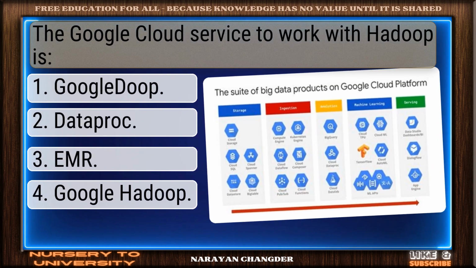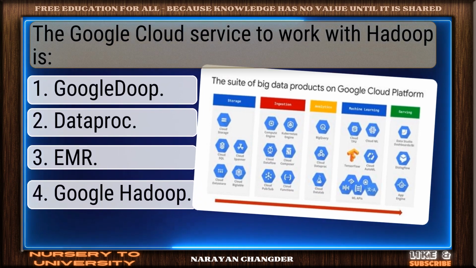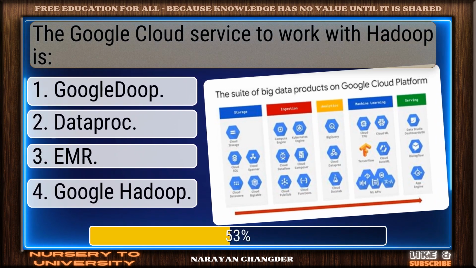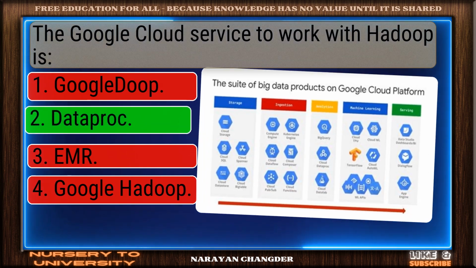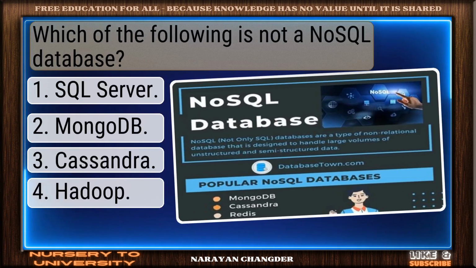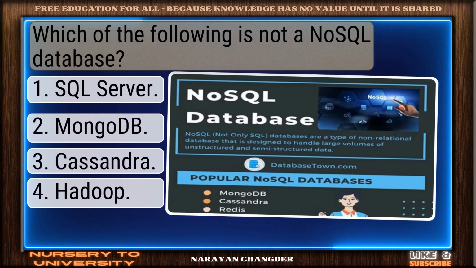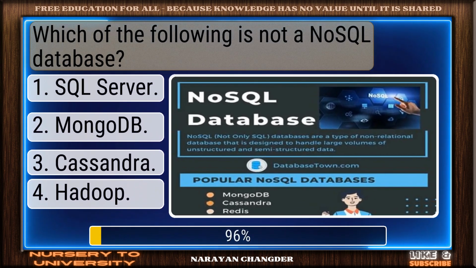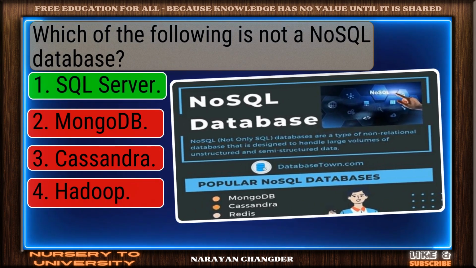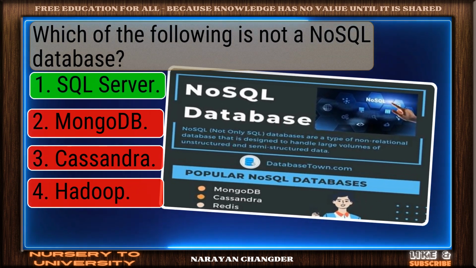Question number 27. The Google Cloud service to work with Hadoop is. On track. Dataproc is the correct answer. Question number 28. Which of the following is not a NoSQL database? Excellent choice. SQL Server is the right answer.